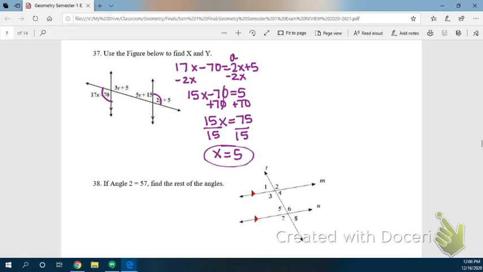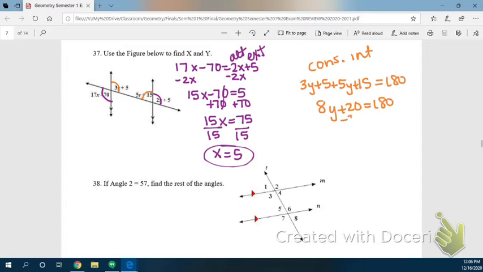And I knew that because these were alternate exterior. They didn't tell us, but just to let you guys know. Now these two are not going to be equal to each other. One of them is obtuse and one's acute, so they're not going to be equal to each other. But they are consecutive interior angles. So I'm going to write consecutive interior angles, which means they add up to 180. So we'll have 3y plus 5 plus 5y plus 15 equals 180. When I go ahead and solve, I'm going to combine like terms and get my constants on one side, variables on the other. And I get that y is 20.